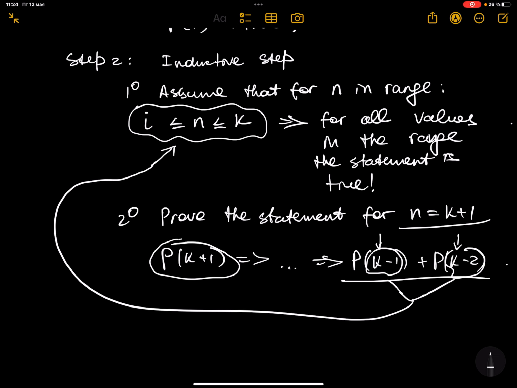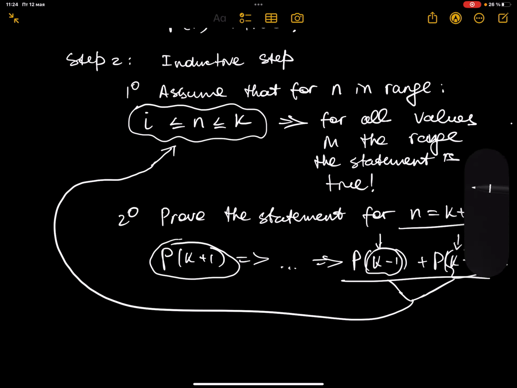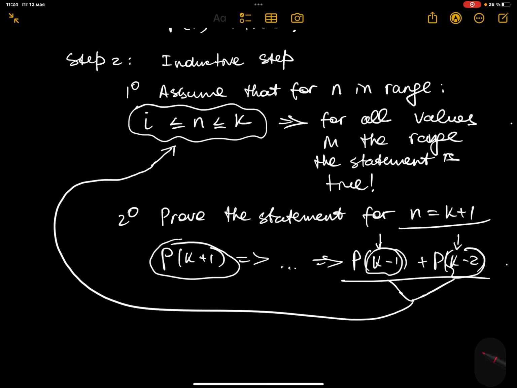I hope you got my point. So this is all, and now you also know what strong mathematical induction is. Wherever you need the values of previous elements, please don't use simple mathematical induction. You can't use it actually, but use strong mathematical induction. So remember this one and this one.